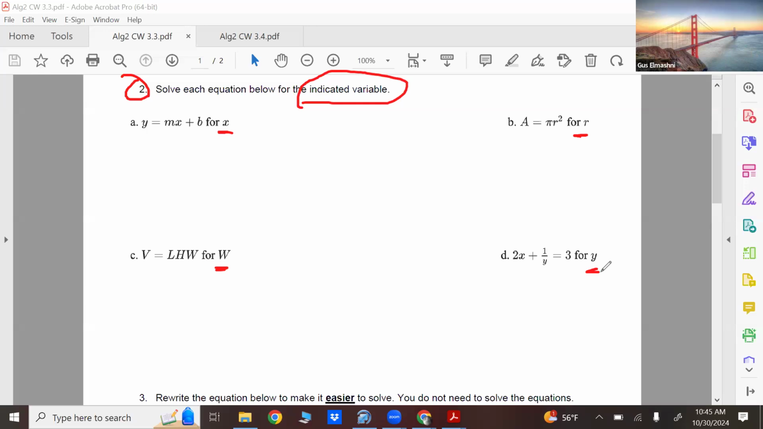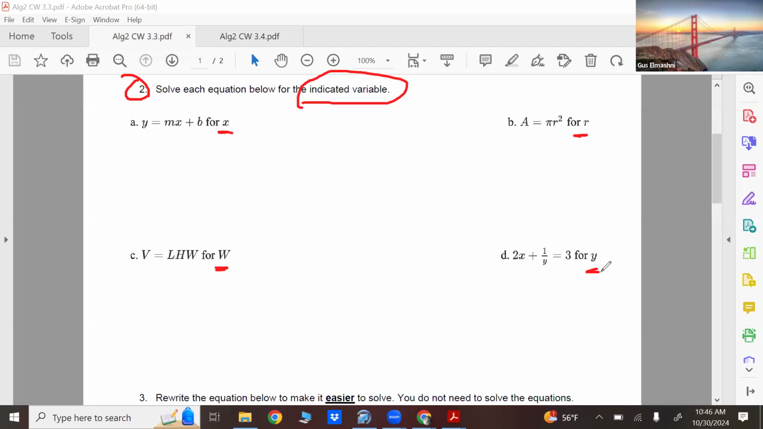So let's look at part A. y equals mx plus b. And you're asked to solve for the indicated variable. So they want you to solve for x. What do you think that means when you want to solve for x? Get x by itself. Yeah, exactly. So where's x right now? On the right side. So what's connected to x? An m and a plus b.